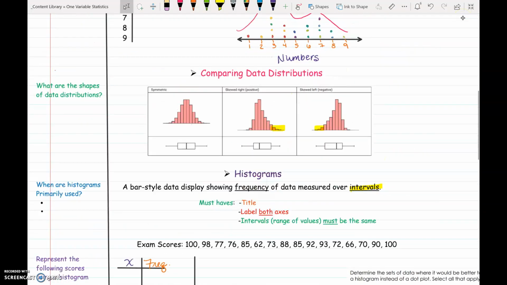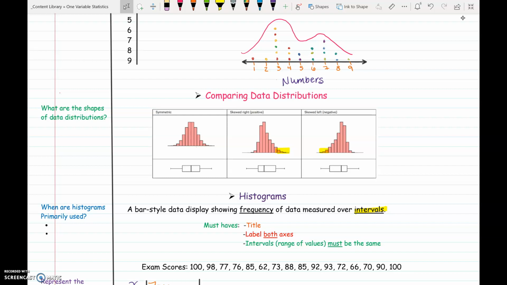Okay, so we talked about making a dot plot. Now we're going to get into histograms. Now both of these show frequency. Okay, it's just two different ways of displaying them. So a histogram is a bar style data display. It shows frequency measured over intervals. Now those intervals are a range of values.